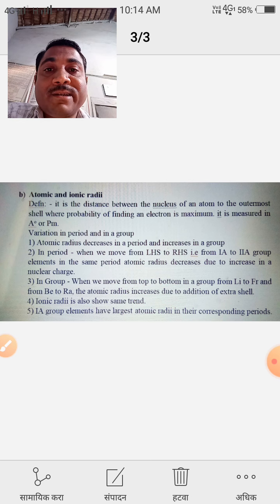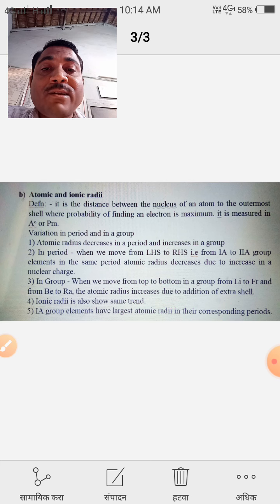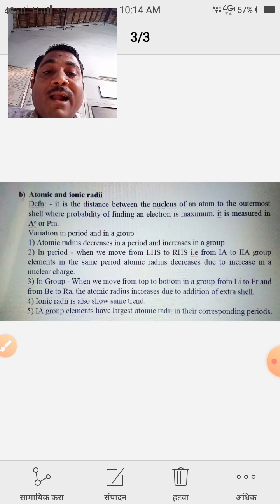One property was described in the previous video. This one is the electronic configuration. Electronic configuration was described in the previous video. Now today I am going to describe here the atomic and ionic radii.